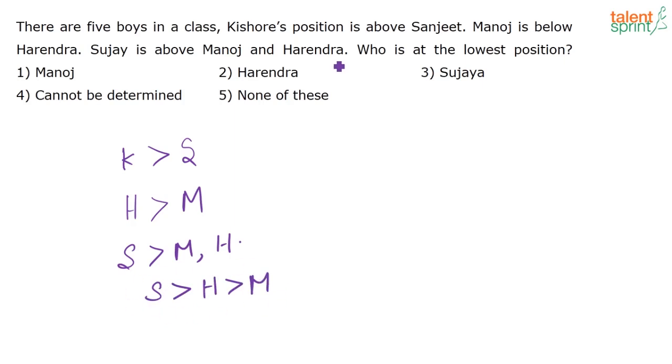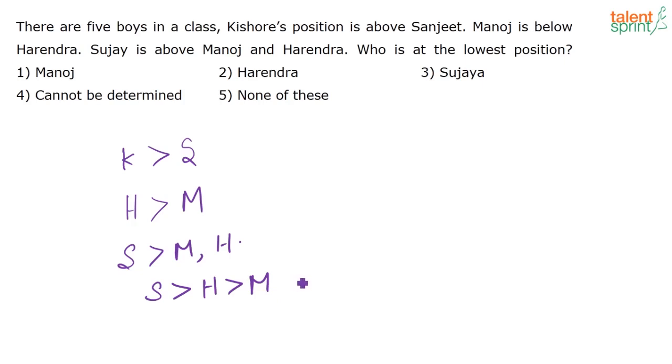Now, who is at the lowest position? See, again we also know that Kishore is above Sanjeet. Here then we have Sujay is above Harindra, and Harindra is above Manoj. Who is at the lowest position? So what is the answer that you get?